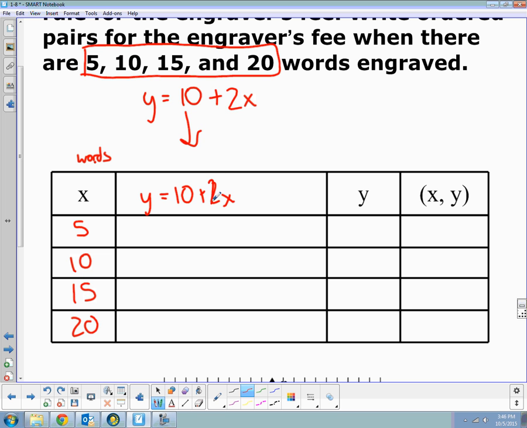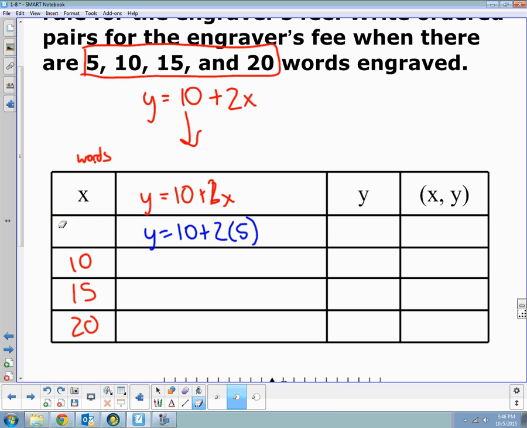If I'm going too fast, pause it. And then I'm going to substitute. I'm going to say I've got this function, y equals 10 plus 2x. I have 4 different x values here. I'm just going to replace x with this first x value. I'm going to say y equals 10 plus 2 times 5. Let's see what happens when there's 5 words.